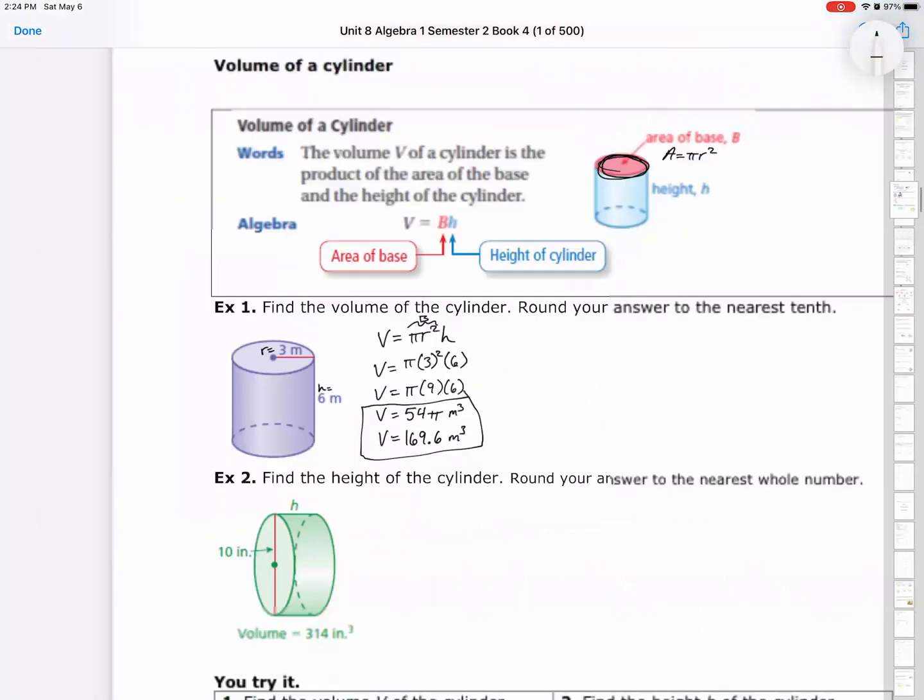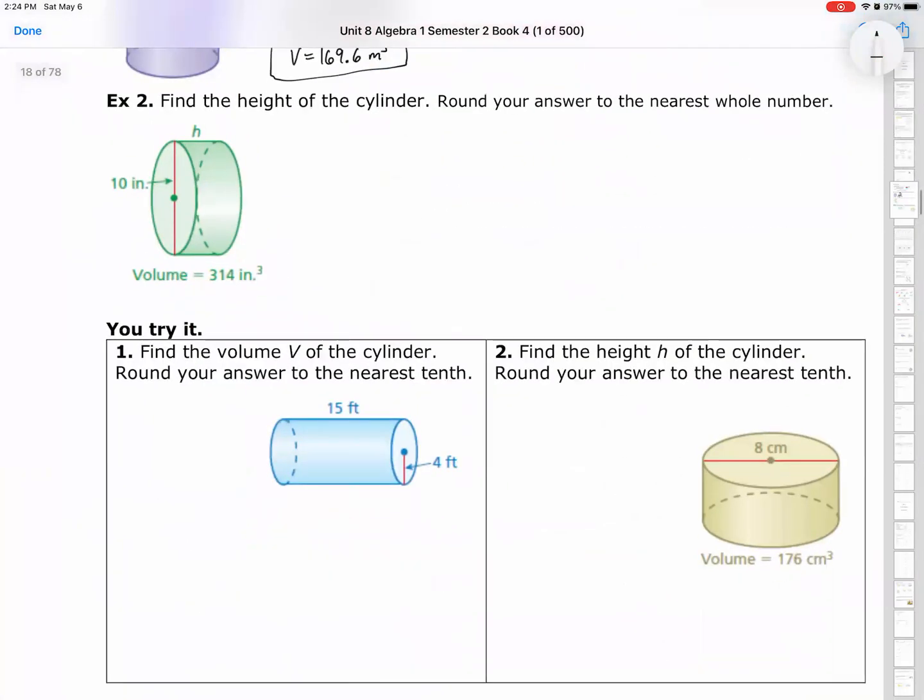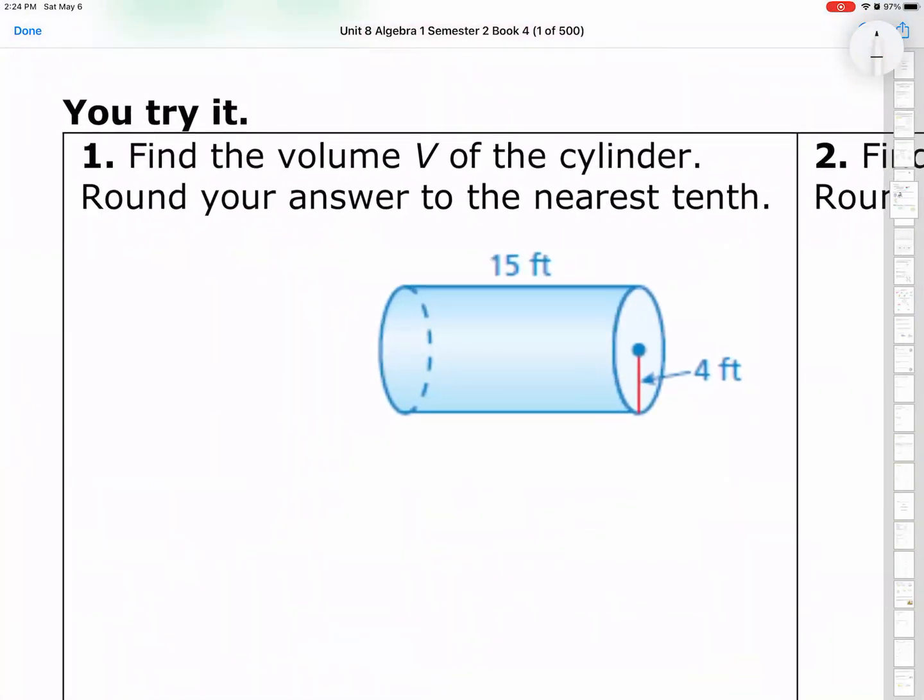All right, next, what I would love for you guys to do is to please try this example 1, and then we'll come back together and we'll see how we did. This is for the you try it, so this is really for you to give it a shot.